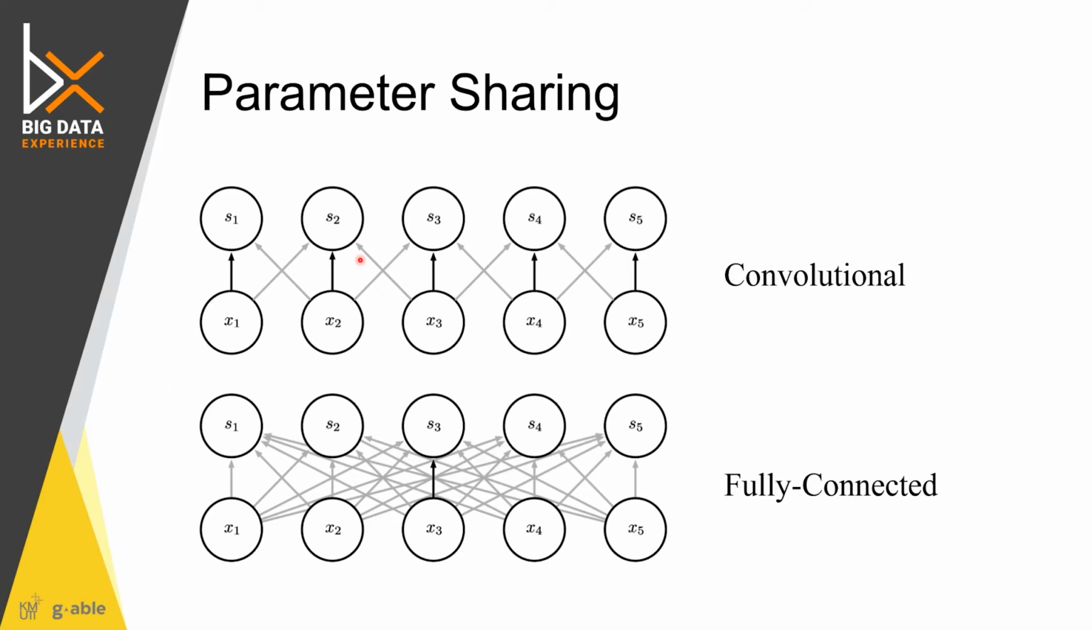Okay, so comparing with fully connected, the parameter that is used to link X3 and S3 is solely dedicated to X3 and S3 only. But in the convolutional network, when you compute the convolution from one layer to another layer, the mask will share the weight. For example, in this case, S2 used the weights from X1, X2, and X3. S3 used X2, X3, and X4. The middle one will be the same. That means the weight will be the same, right?